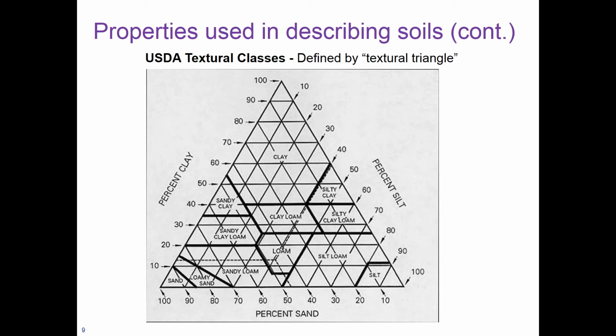For example, when we go from the lower left-hand corner of the triangle, as we move with increasing clay vertically, we go from sand to loamy sand to sandy loam, then sandy clay loam, sandy clay, and then clay. So the terms are pretty descriptive of a given material in terms of the texture and how much sand, silt, or clay that sample would contain.